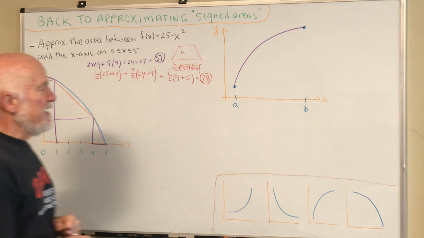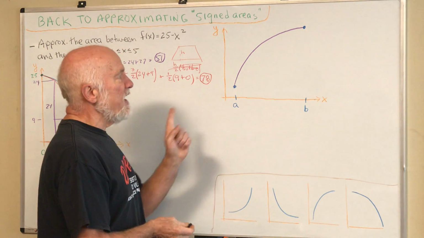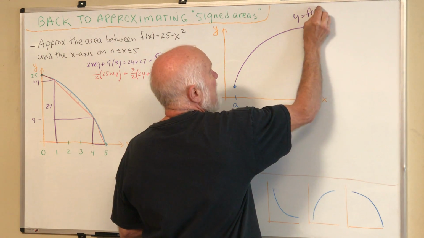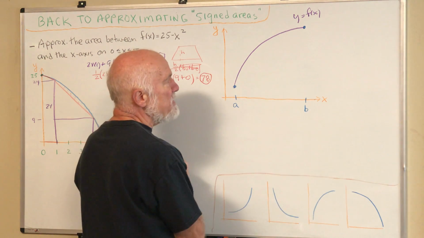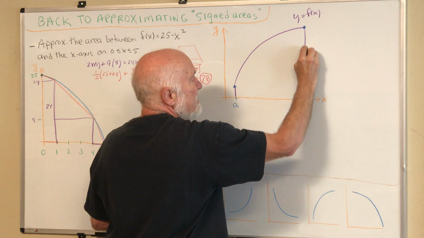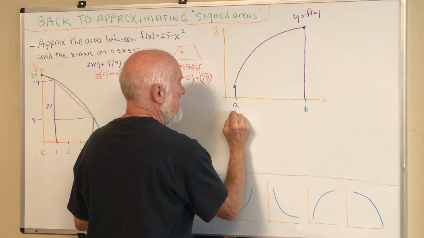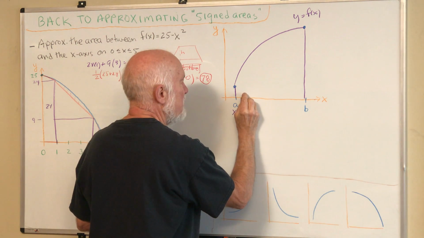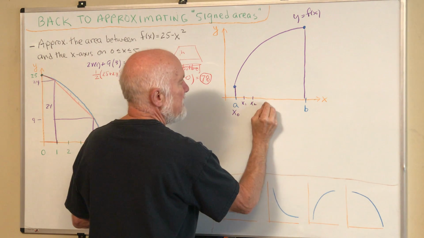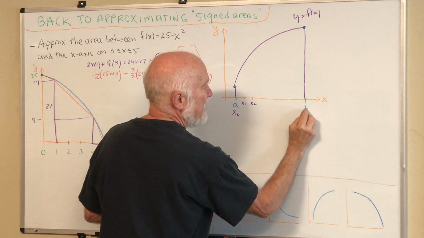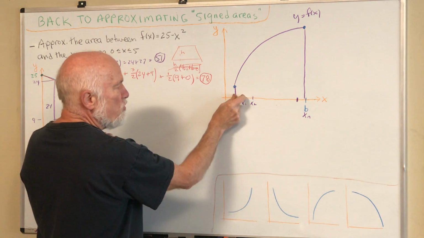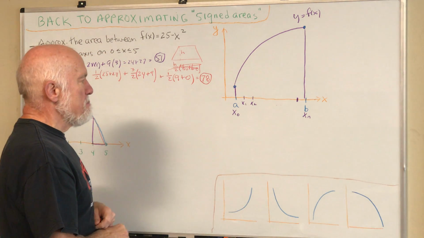not equally. So let's go to a general case over here where I have y equals f of x, and I'm going to divide from a to b up into n sections. So I'm going to call this x sub 0, x sub 1, x sub 2, and I'm going to keep going until I get up to x sub n. And I'm going to divide them evenly, so each one of these intervals is the same.